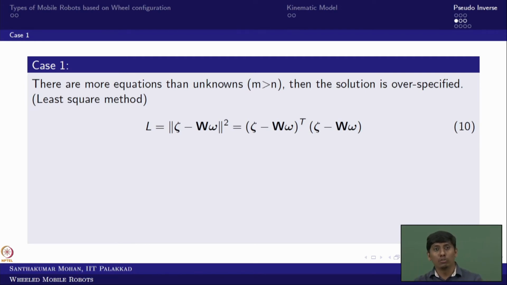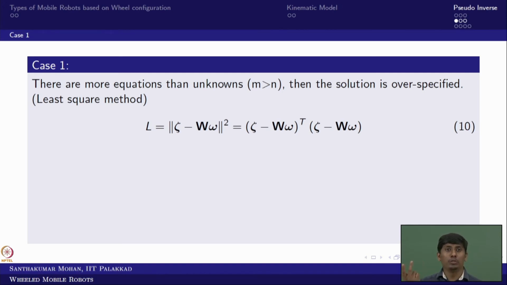In mathematics, no solution exists. But here, since no solution exists, if we leave it, then the differential wheel drive or tricycle won't work. So we have to see what we can do. This particular situation we call over-specified. In mathematics, we take one tool called the least squares method. I take a parameter L, which is the length of the vector. What vector here? Zeta is equal to W into omega. So zeta minus W omega should be 0, but that is not possible in this case.